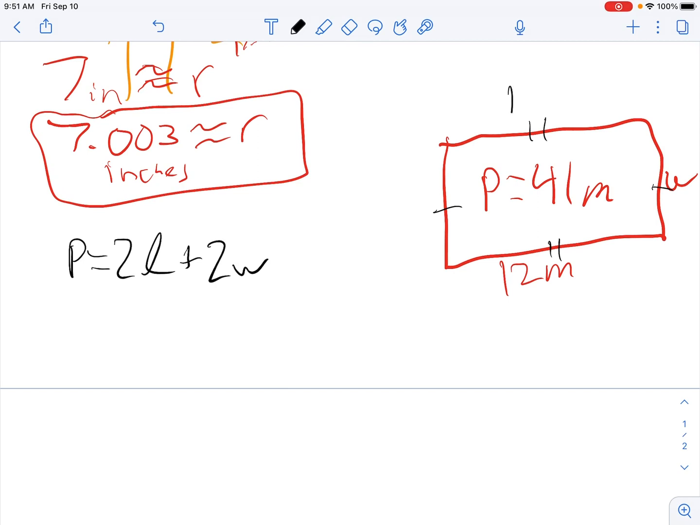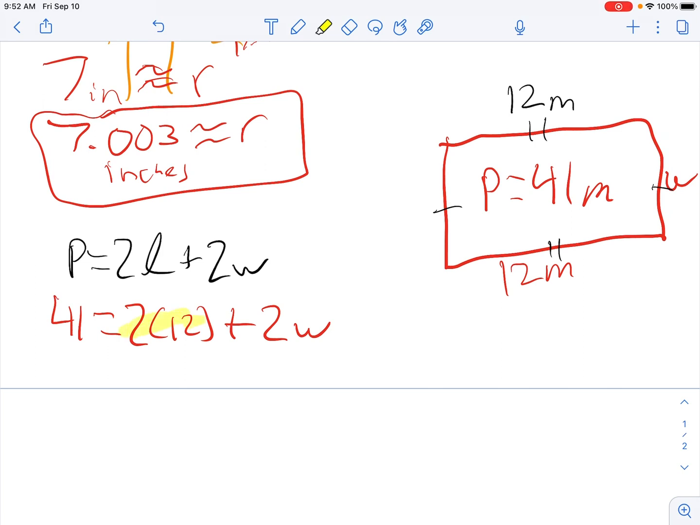Again, in rectangles, this side is the same as this side, and this side is the same as this side. That's how I get 2 times my length, 2 times my width. I could do 12 plus 12, or I could do 12 times 2. It's the same thing. So I'm going to fill in what I know. I know that the entire perimeter, P, is 41. I know that the length is 12. I don't know what the width is.